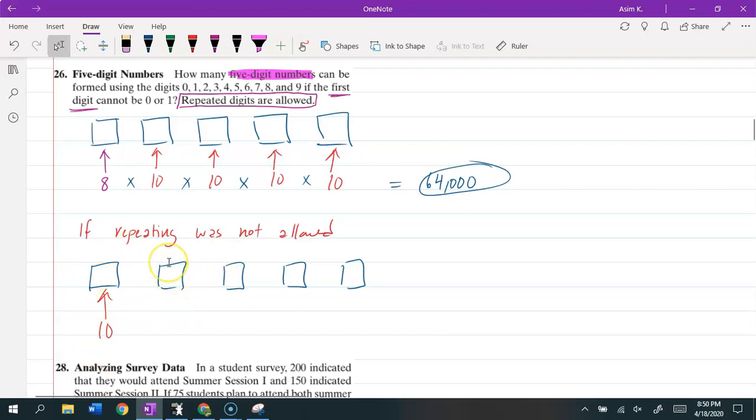In other words, you only have 9 choices for the next spot. And then using that same logic, because repeats are not allowed, your number of choices are diminishing as you go further and further. And so altogether, you get a much smaller number than you got earlier.